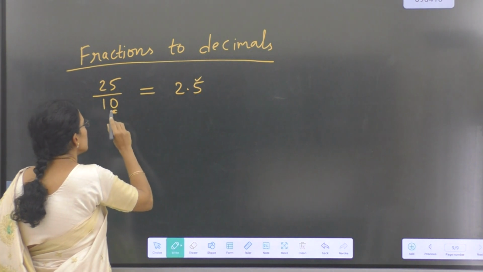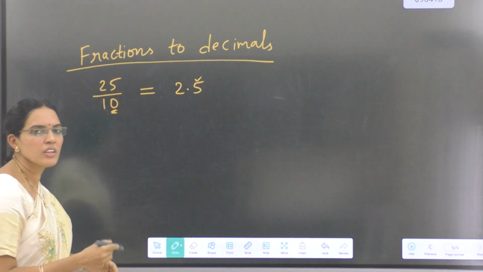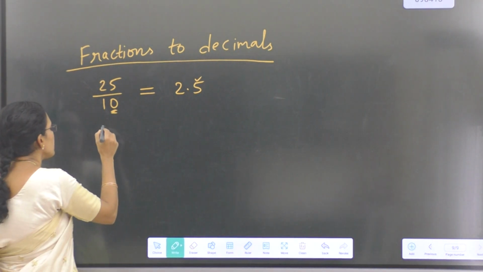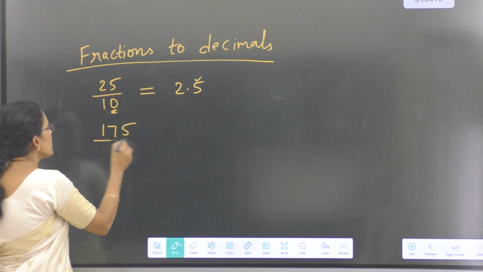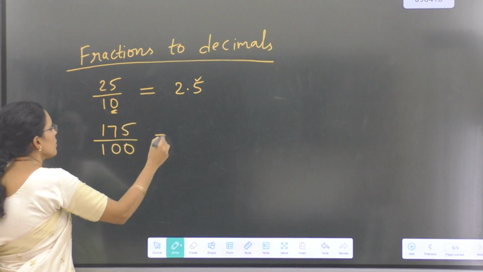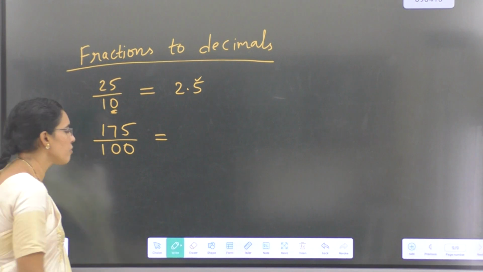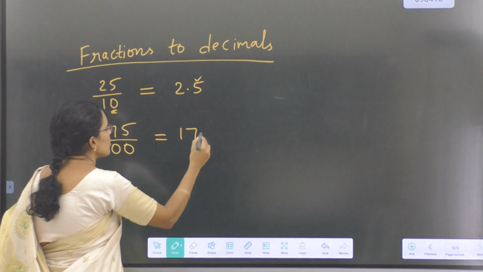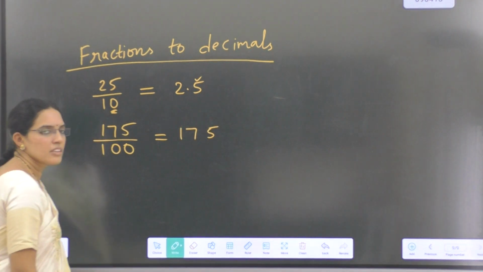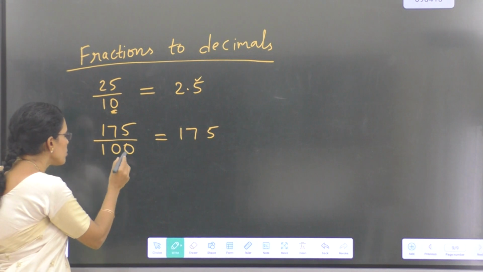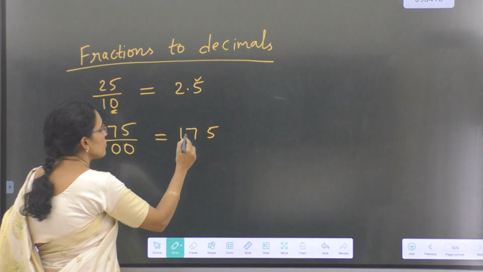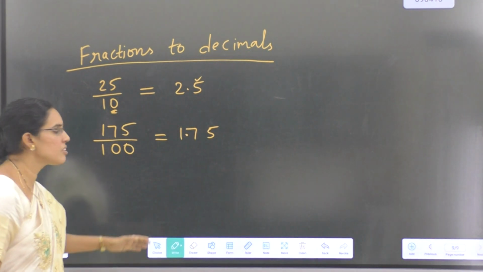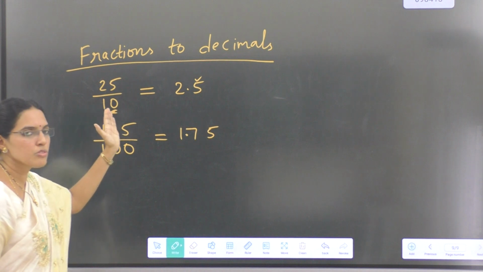One decimal place. 10, one decimal place. Depending on the number of zeros. If there are two zeros, then two decimal places, in that way. For example, 175 by 100. If you want to convert it into decimal form, the denominator has two zeros. First write the numerator, that is 175 as it is, and place the decimal point in such a way that two decimal places are there, so place the point after 1: 1.75. Okay, in this way we will convert fractions to decimal numbers.